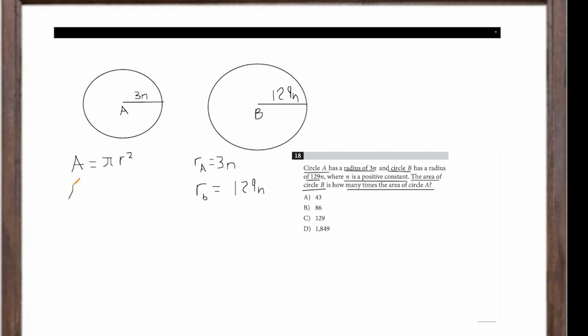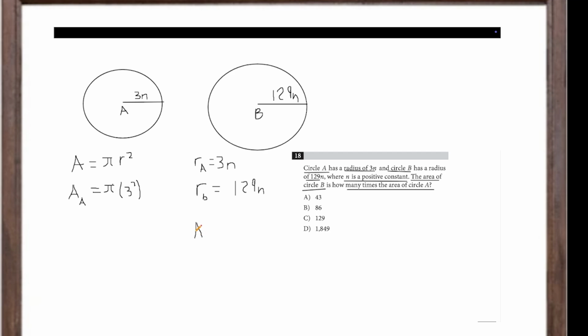So we're gonna put these variables into our equation. So we're gonna have area A is equal to pi times 3n squared, 3n squared. And then we have the formula for area A written out and our variable for radius inputted.